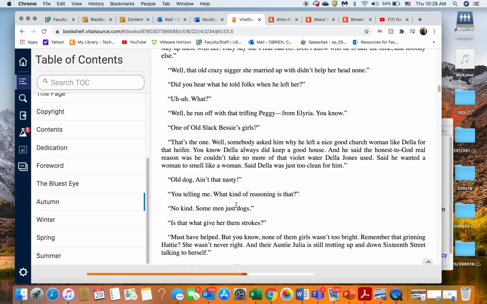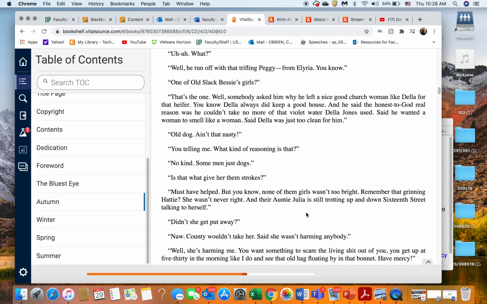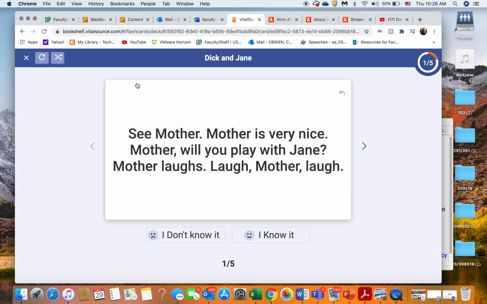So you kind of get that fast pace and rhythmic timbre of their voice as they just go through the description of the people in the community. So going back to flashcards to help me focus a little bit more here.